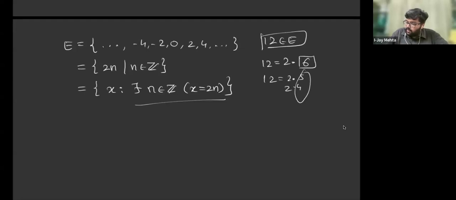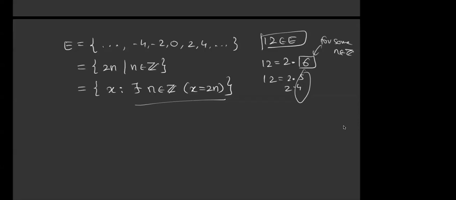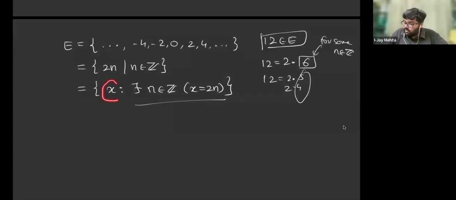So I cannot write 12 equals 2 into 5, 2 into 4. All integers I cannot write. This is not correct. It is for some n in Z. True or false? True. So when does x belong to this set E? If there exists some integer here, the some integer is 6. So for 12, it is n equals 6. There exists some integer such that x is of the form 2n. Is it clear now? Yes, sir.